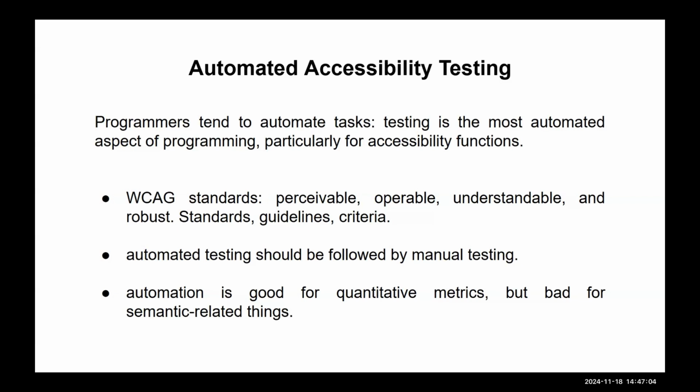So the first thing you do in accessibility testing is you have to adhere to the UIUC standards, which are these guidelines and criteria. The standards include things that are perceivable, operable, understandable, and robust. And then the automated testing that happens there should be followed by manual testing. So you don't want to just rely on the automation, you want to test the site manually to make sure those features are there, and then they have to work.